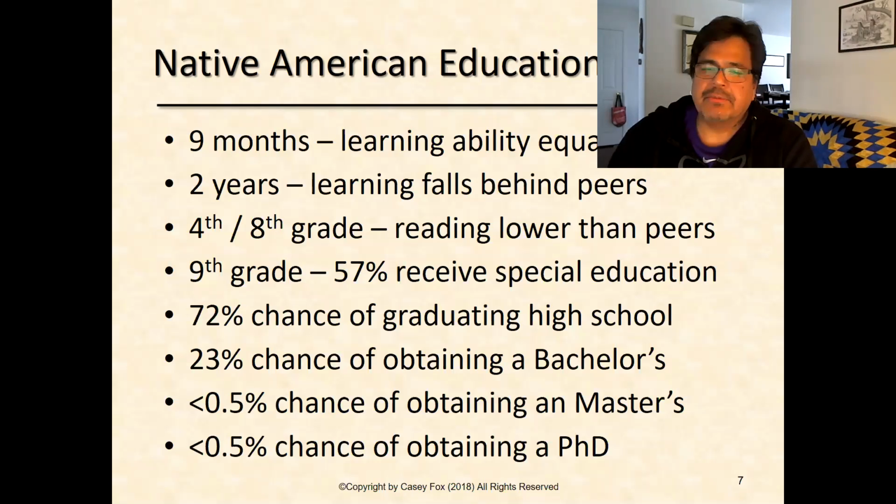By 9th grade, 50% of us receive special education services. Now at the collegiate level, again, 72% graduation rate. At the collegiate level, we're looking at 23% of us obtaining a bachelor's degree, and less than 1% obtain a master's, and 1% obtain a PhD. So for all intents and purposes, I'm an anomaly. I'm a statistical anomaly because I shouldn't have ascended to the level of education that I have. But I have a unique set of circumstances that allowed me to do that. But that's what drove my research.